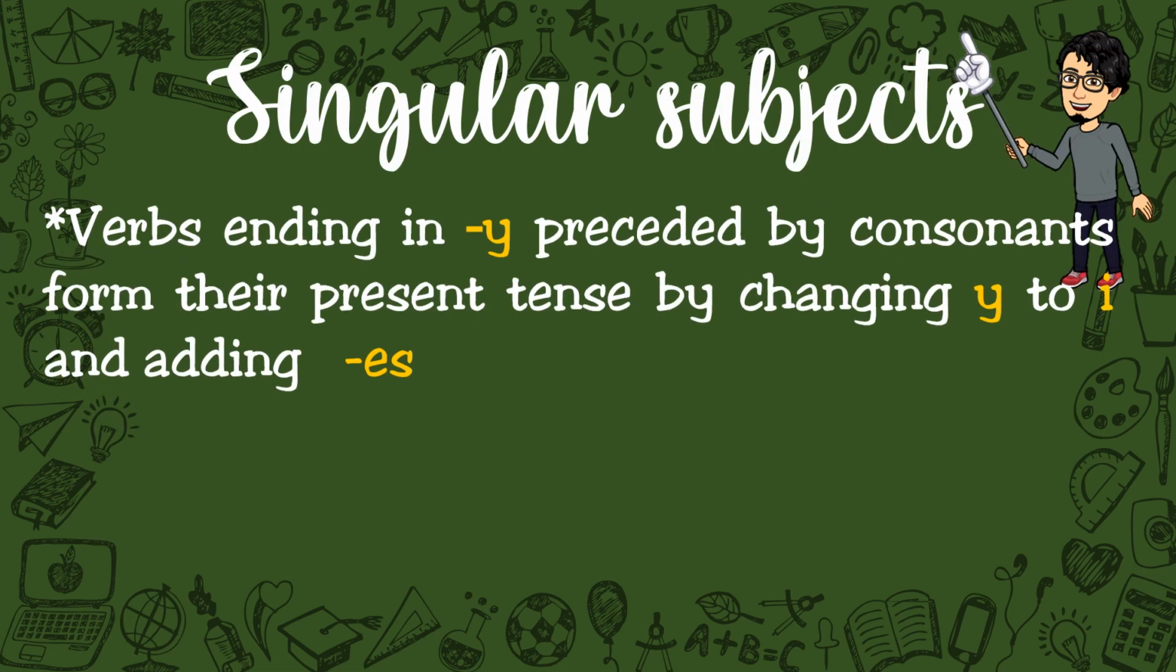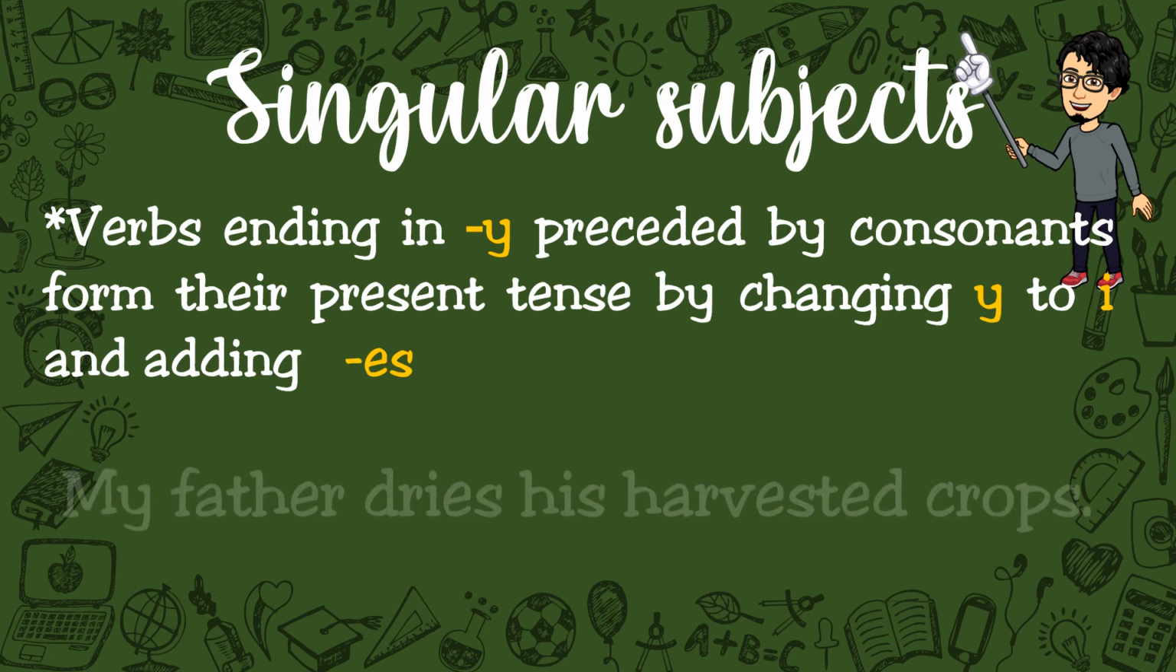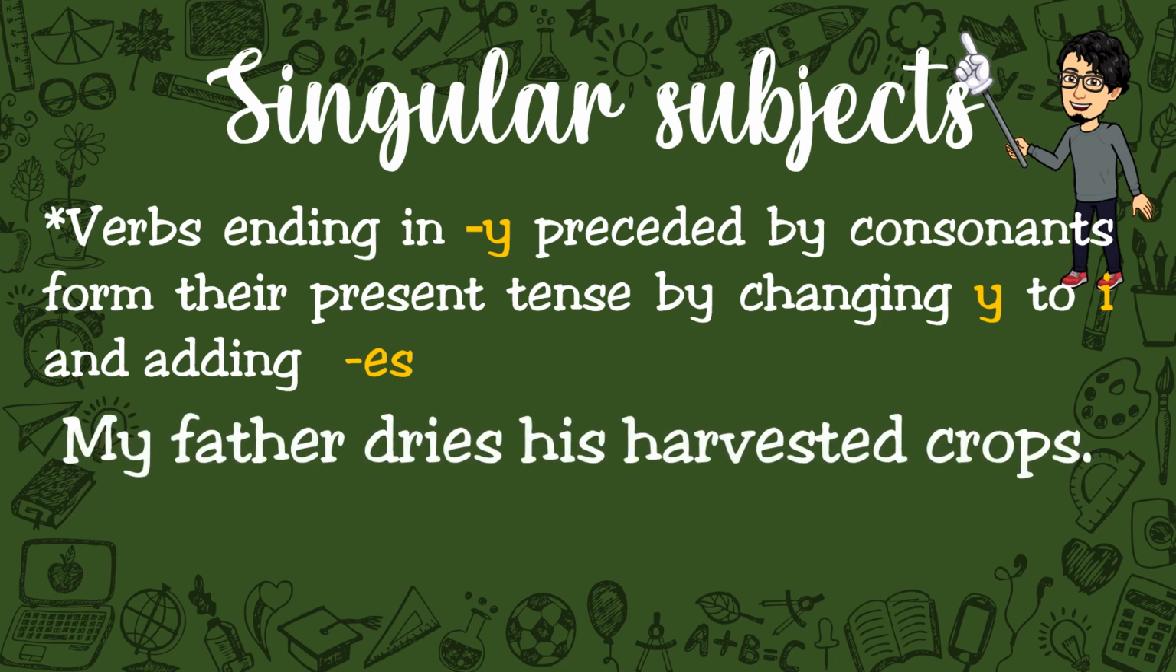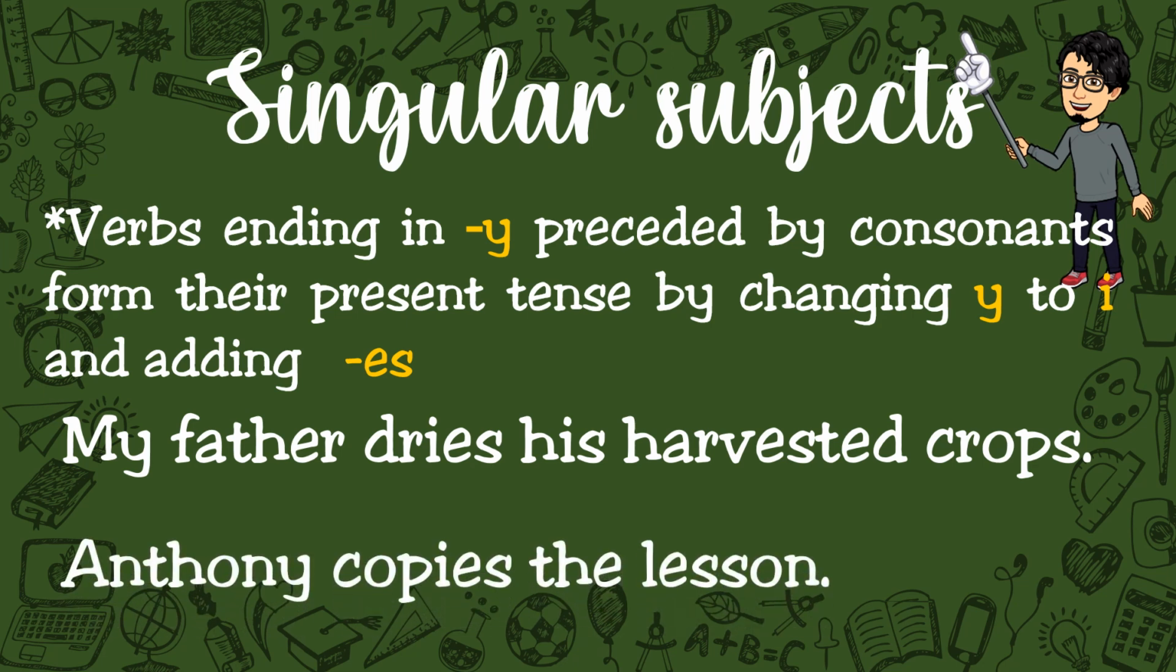Verbs ending in y, preceded by consonants, form their present tense by changing y to i and adding es. For example, my father dries his harvested crops. Anthony copies the lesson. The verbs here are dries and copies. They both end in y that is preceded by a consonant, so we change y to i and we add es.